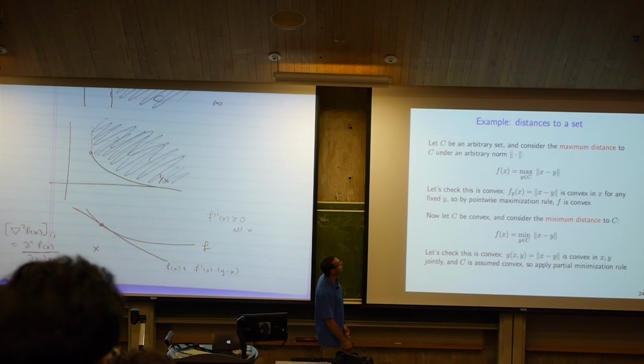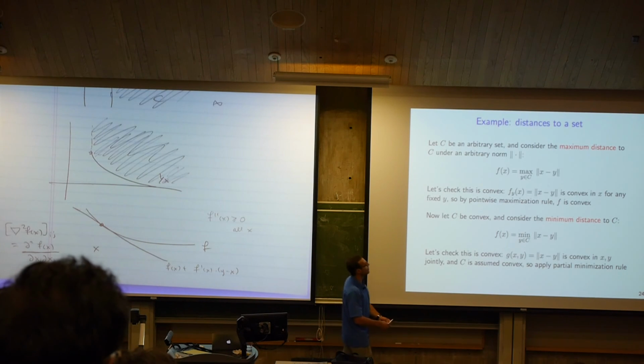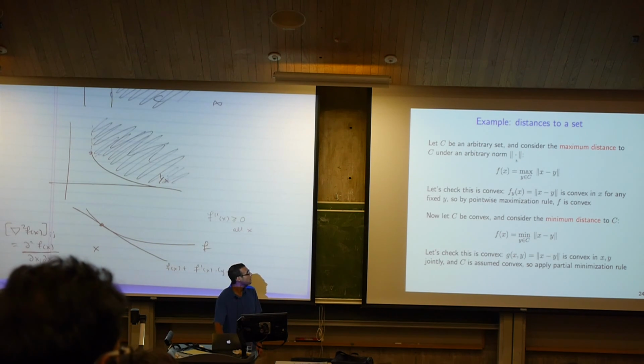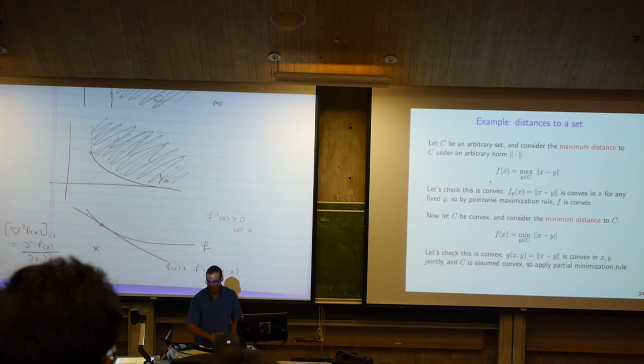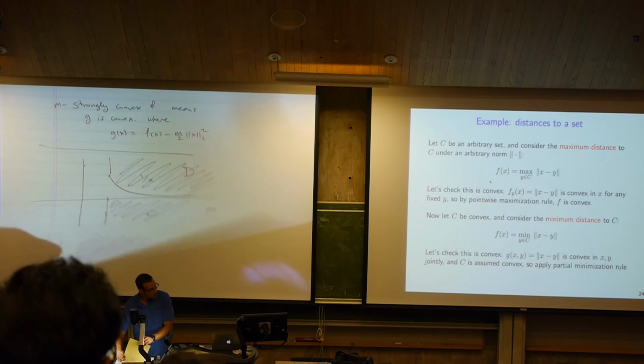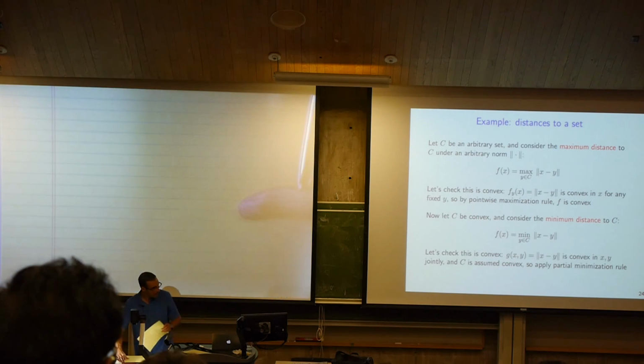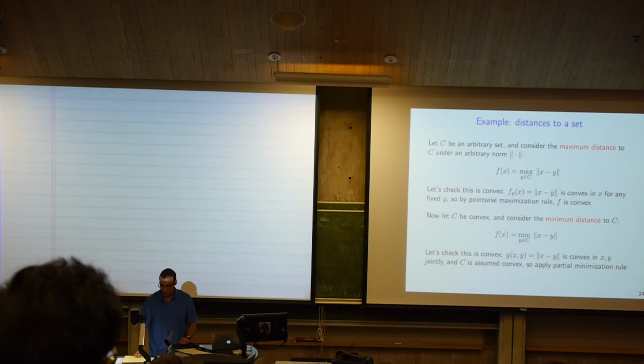Suppose you give me an arbitrary set, and I'm going to define two functions. The first function is the maximum distance to any point in the set under an arbitrary norm. So pick your favorite norm: the L2 norm, the L1 norm, the L3 norm, if for whatever reason you like that. Look at the maximum over all points y in the set C of the norm of x minus y, and define that to be our function f. I claim that f is a convex function.